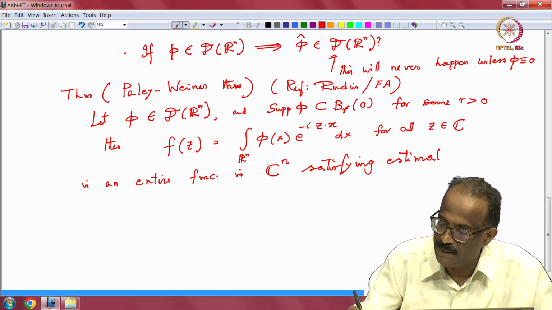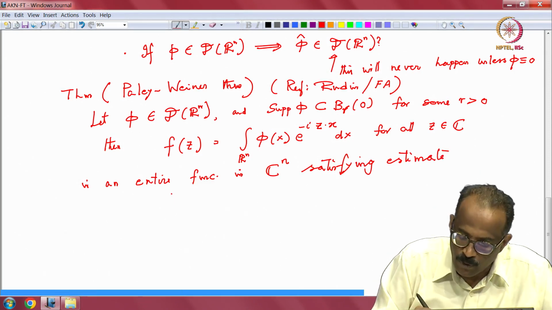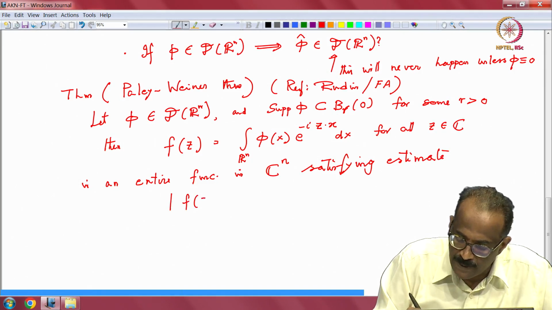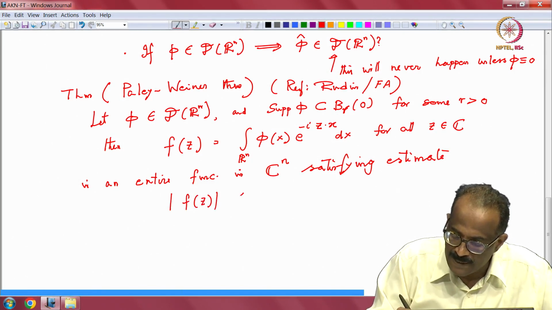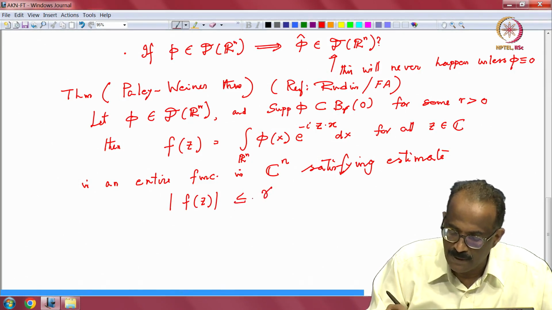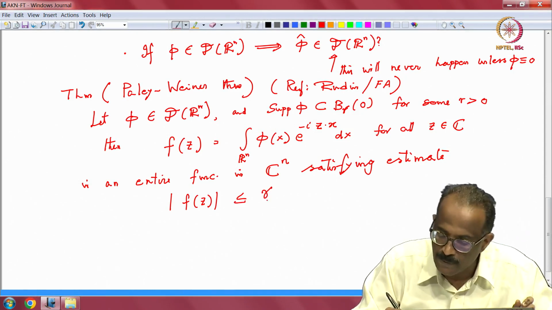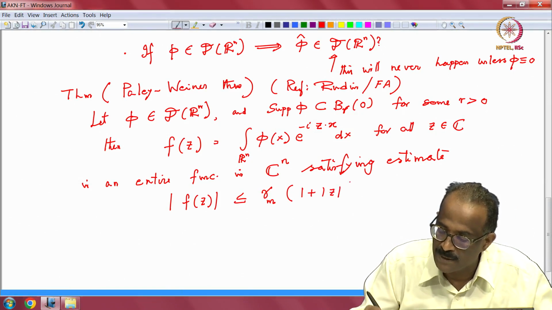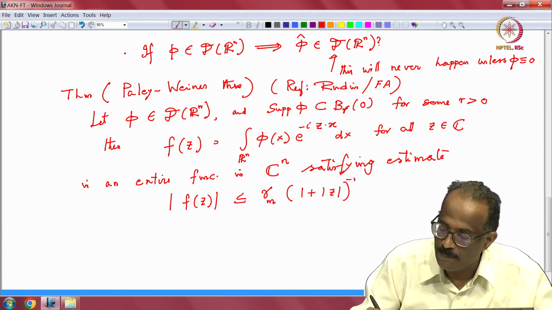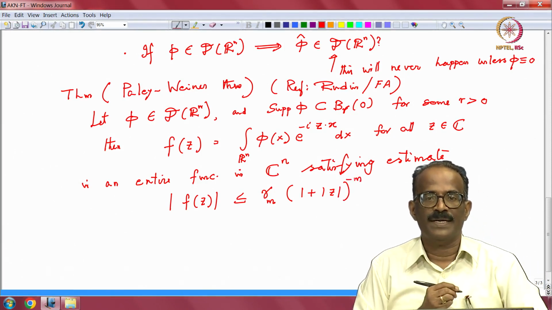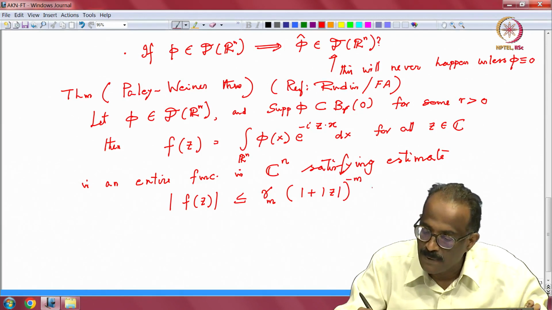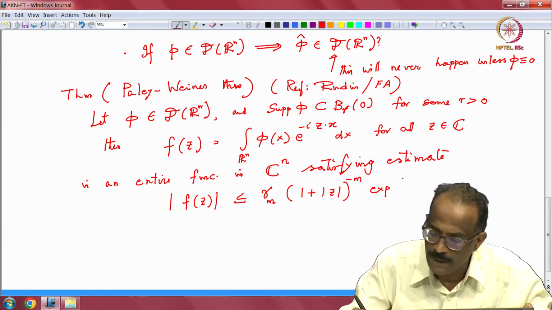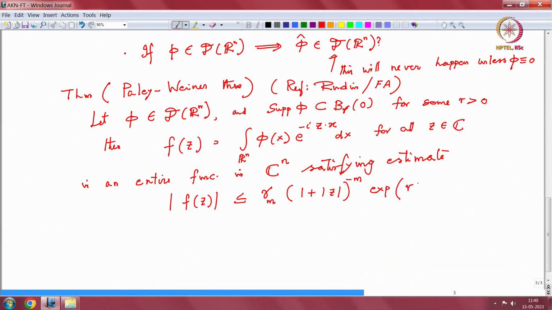Satisfying the estimate: modulus of f of z is less than or equal to some constant, which may depend on m, and you get some decay estimates. This is basically your decay estimates of order m. Up to order m you get decay estimates, times the exponential of r times the modulus of the imaginary part of z.